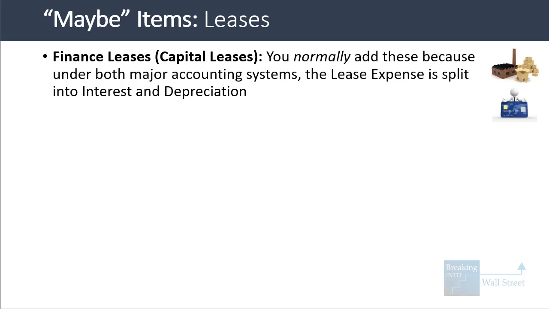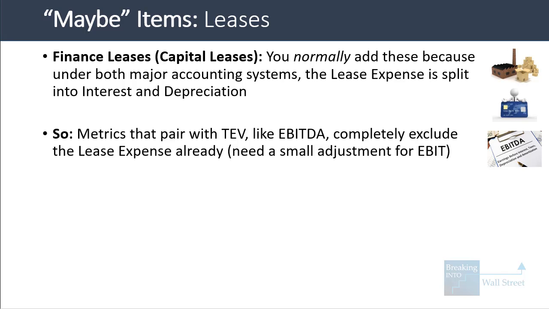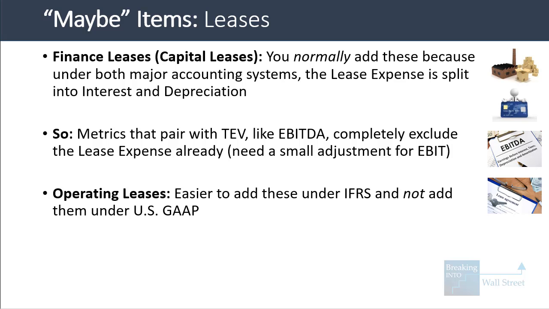Normally, you add finance leases, also known as capital leases, because under both major accounting systems, US GAAP and IFRS, the lease expense here is split into interest and depreciation. So what that means is that metrics that pair with enterprise value, like EBITDA, completely exclude or add back this lease expense already. If you're using EBIT, then you'll need to make a small adjustment and you'll have to deduct the interest element of this finance lease. But metrics like EBITDA are fine because they already add back the full lease expense for finance leases.